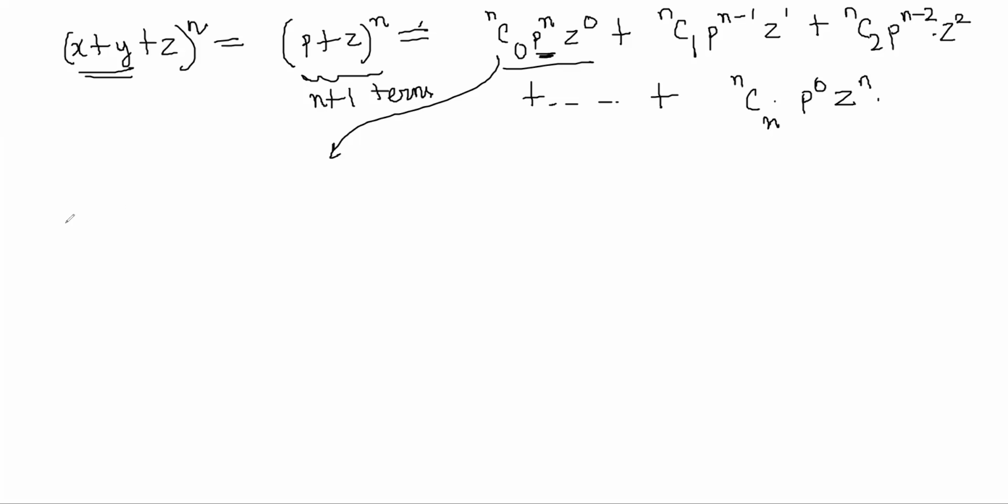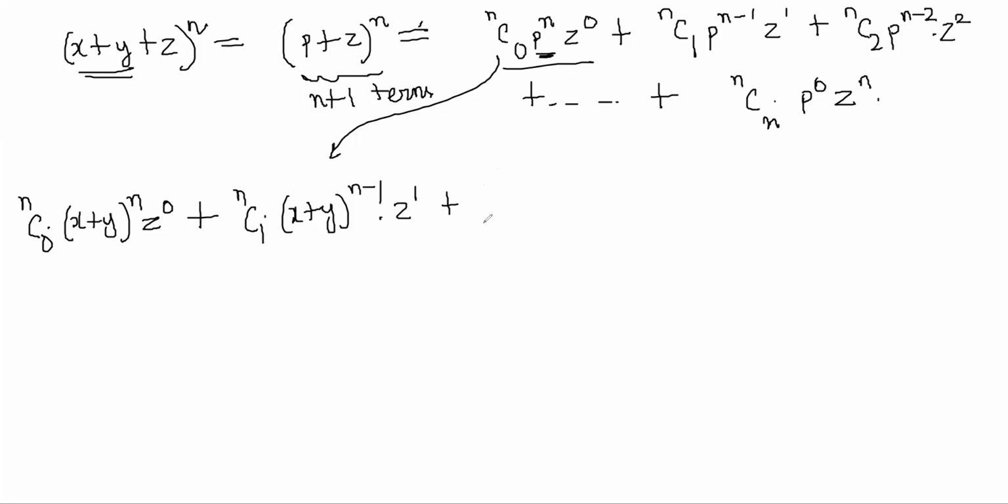So this becomes nC0 (x plus y) to the power n z power 0, plus nC1 (x plus y) to the power n minus 1 z power 1, and so on, till nCn (x plus y) to the power 0 z power n, right? So how many terms come here due to just (x plus y) to the power n? N plus 1 terms again, which will multiply with z power 0. So n plus 1 total terms will come from the first thing, right?